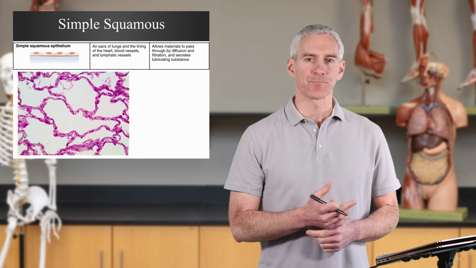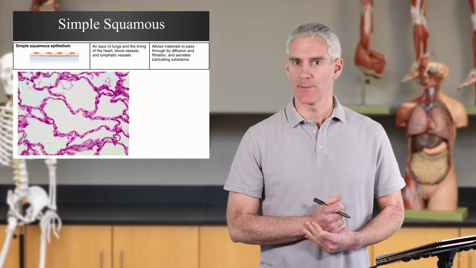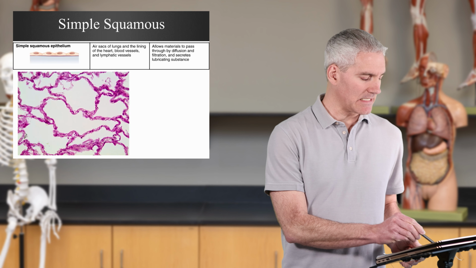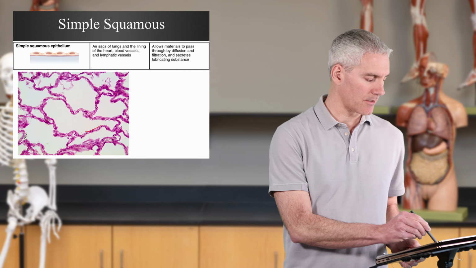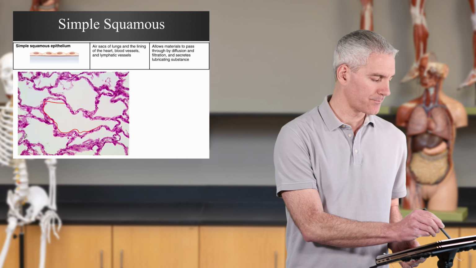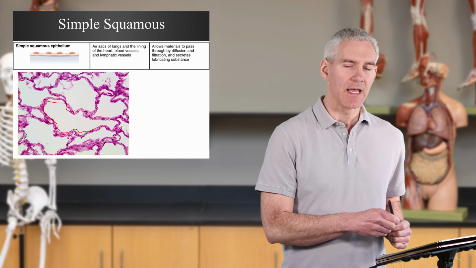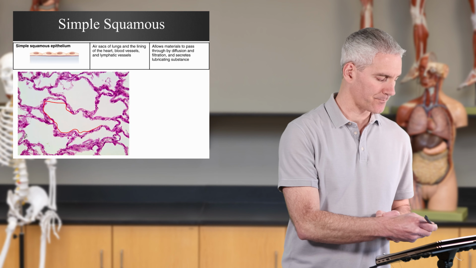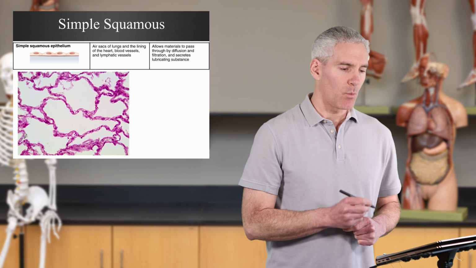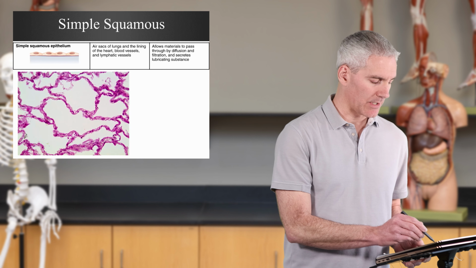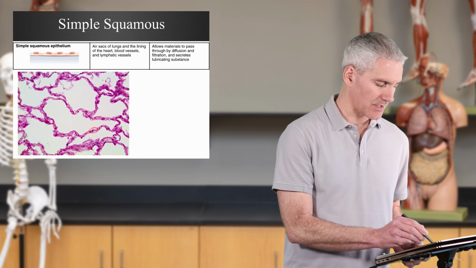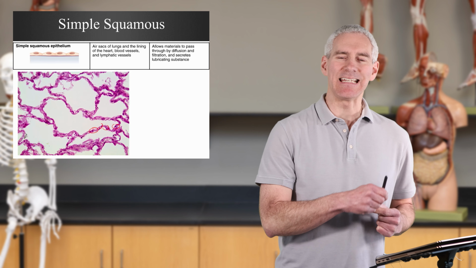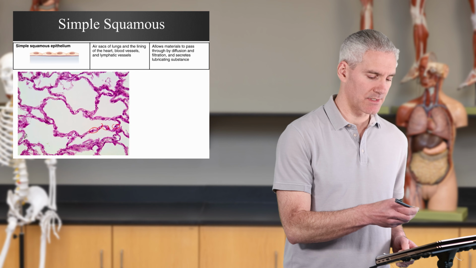As you can see here, the diagram shows a layer of simple squamous. In the histology slide, each individual one is creating a layer. This is one layer of simple squamous, forming the shape around the alveoli of the lung. Each one is an individual cell. Here's one cell, then a second cell, a third cell, and a fourth cell. You can see the individual nuclei in each one of those.